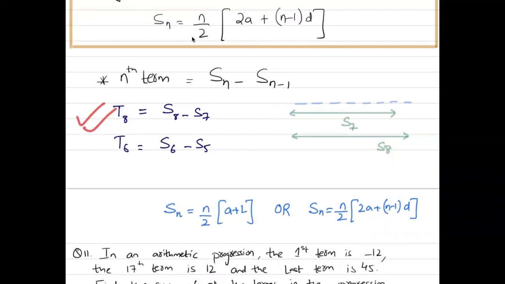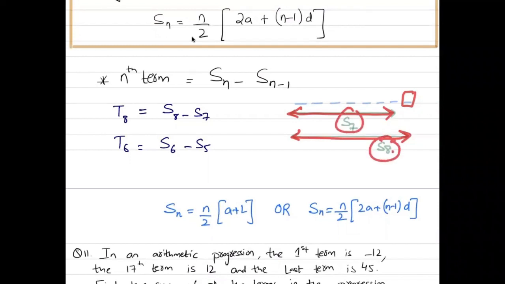Sir, so the answer would be S only? No, I'm saying that in order to find the 6th term, you can make use of the concept of sum to find the term as well. So let's say if I want to find the 8th term, if there is a possibility in the question to know the sum of the 7 terms and the sum of the 8 terms, I can just take the difference S8 minus S7 to get the 8th term. Similarly, the 6th term is going to be S6 minus S5.